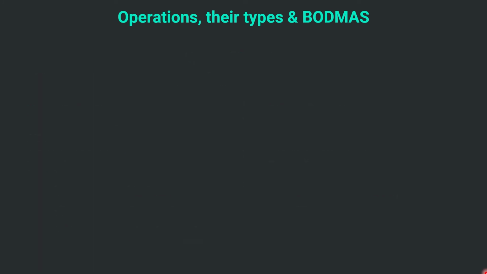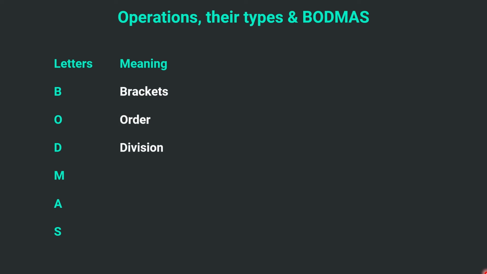Now let's see what the BODMAS rule is. BODMAS has 6 letters and their meanings are: B for bracket, O for order, D for division, M for multiplication, A for addition, and S for subtraction. We will be following these operations in the same order. First of all, brackets would be solved, then orders, which we will see in detail, then division, then multiplication, then addition, then subtraction. So this is the order that should be followed.